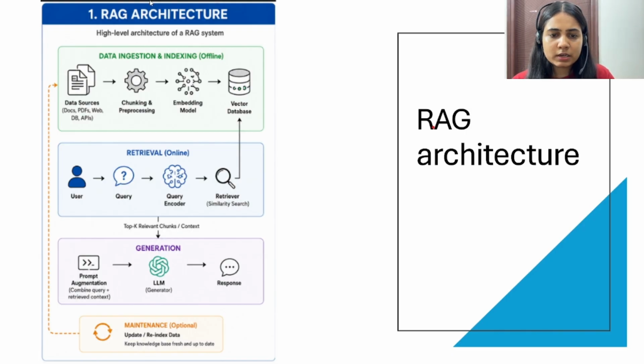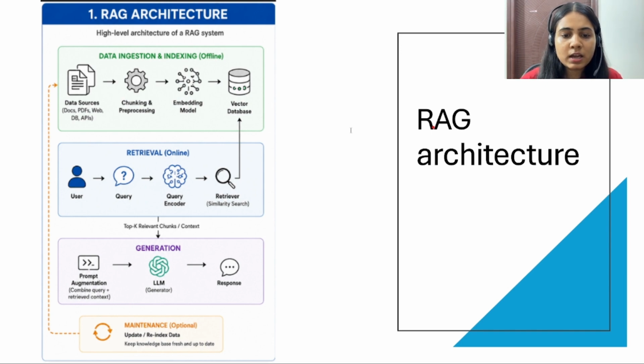Now we'll look into this RAG architecture. This is just a naive approach, or we can say the basic approach of RAG systems. So we'll have 4 different structural layers here: 1, 2, 3, 4. These are the 4 different structural layers in the architecture. So we'll go one by one. If we see here, the first layer is data ingestion and indexing. This is the offline layer.